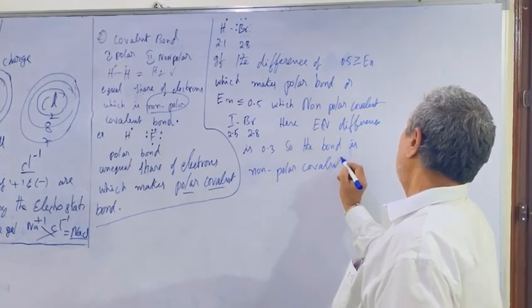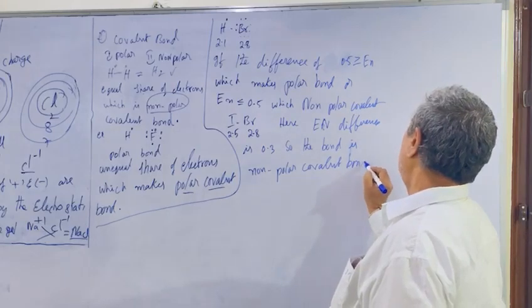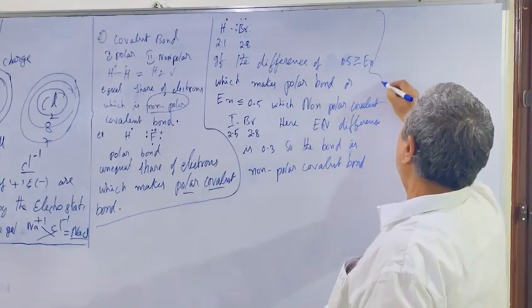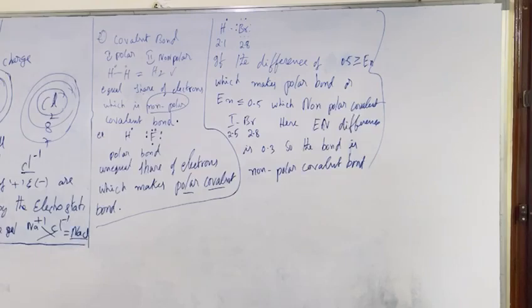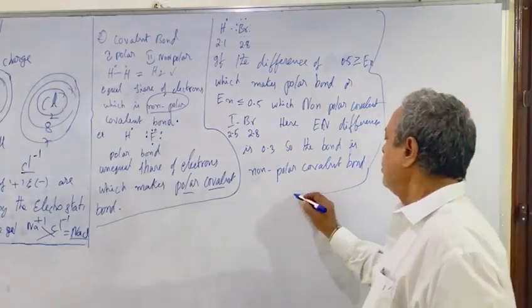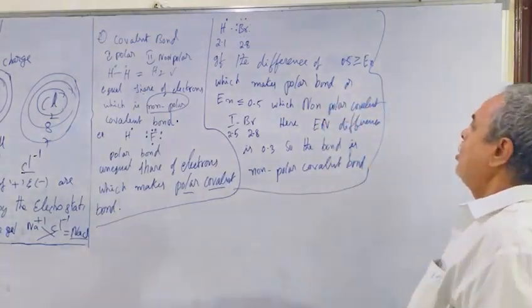There are two types in covalent bonds. One is polar and another one is non-polar bond. If the electronegativity difference is more than 0.5, then it will be a polar bond. If it is less than 0.5, that is a non-polar covalent bond. In this way, we have to make chemical bonds.